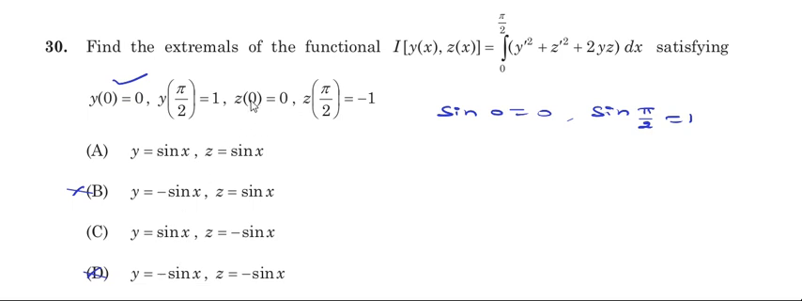Then z of 0 equal to 0: sin 0 is 0, and here sin 0 is also 0. z of pi by 2 equal to minus 1. Sin pi by 2 will give us plus 1, so this is wrong. So here we get minus, so this is the option. So the option that satisfies all the conditions is the correct option.